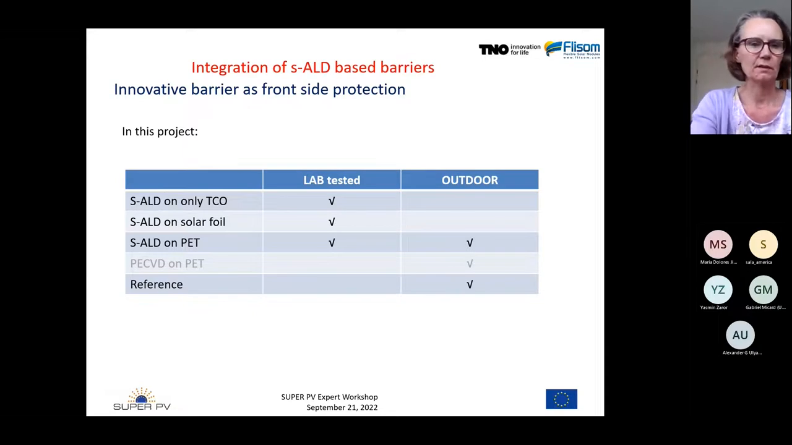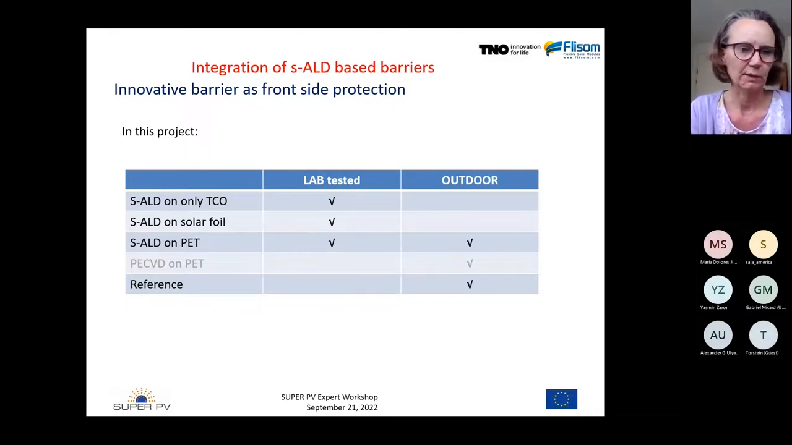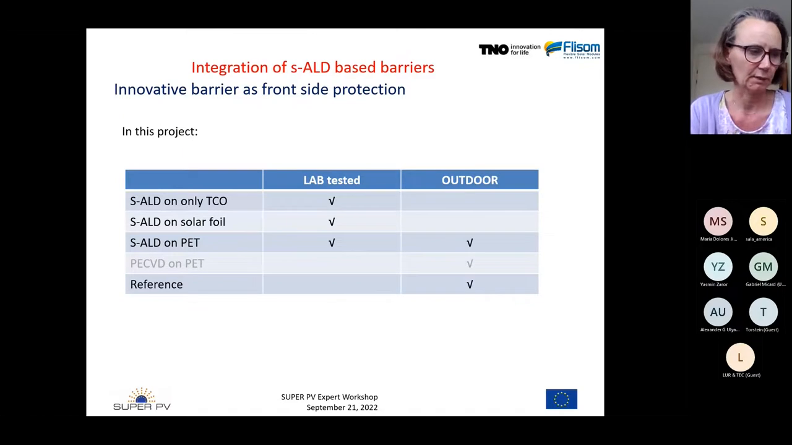In this project, as I already said, we first performed lab tests to check which approach gives the best results. And we started out, in the top of this table here, with a well-defined test where the spatial ALD layer was deposited on only a TCO layer, which was on top of a glass plate. This TCO layer is a transparent conductive oxide, and it's the top layer of this solar foil.